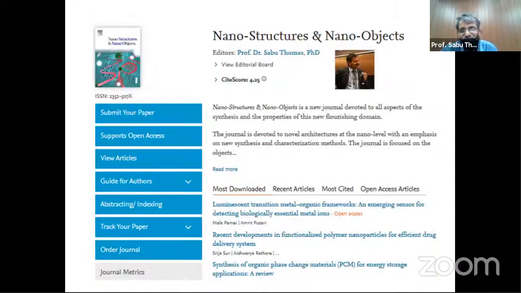And I'm also an editor of this journal, since its introduction, Nanostructures and Nano-objects. This journal is now 5.6. So I want to build an impact factor of close to 10. That is my dream. This is a traditional journal, no page charges. The traditional journal of Elsevier.